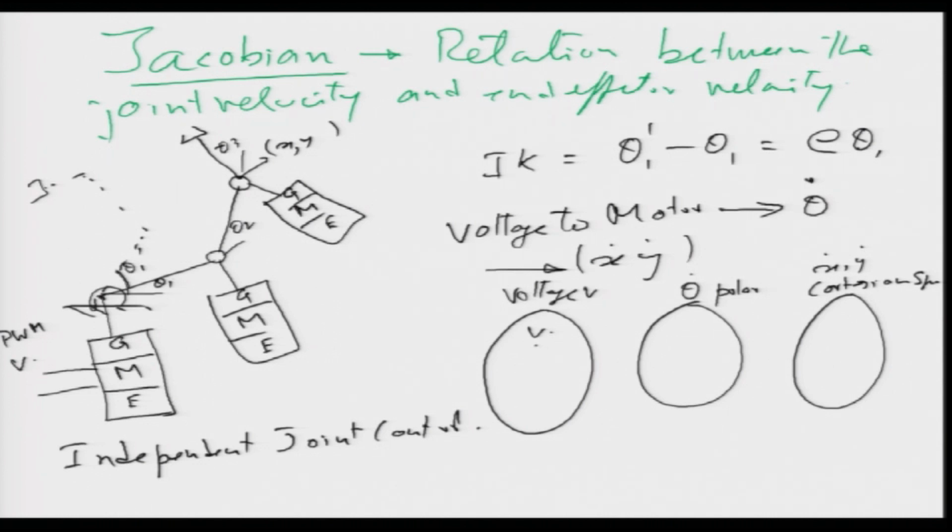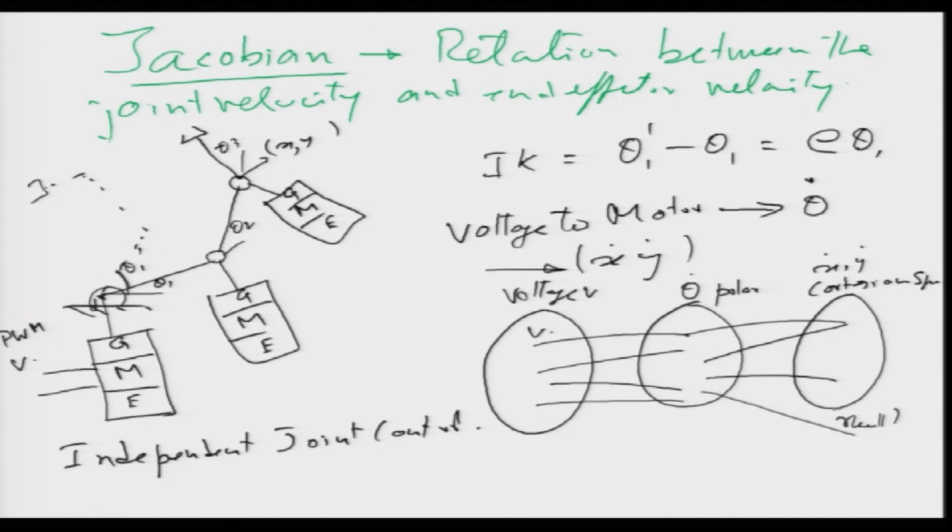Now, if I give some voltage here, it creates some angular velocity, and different voltages will create different angular velocities. If I give a particular joint velocity, it will create an end effector velocity. So what I am interested in seeing is the mapping between these spaces. What kind of mapping is it? Is it 1:1 mapping? Is this going nowhere? For example, there is also a null space, so is it going into the null? I want to see the mapping between different spaces.